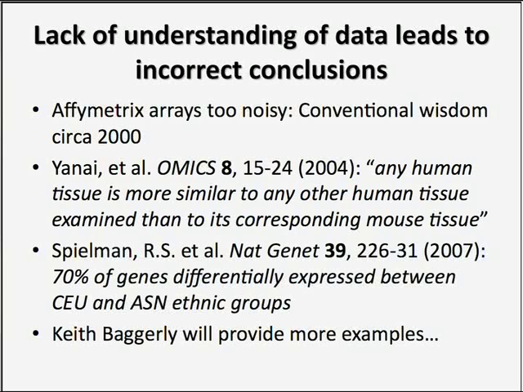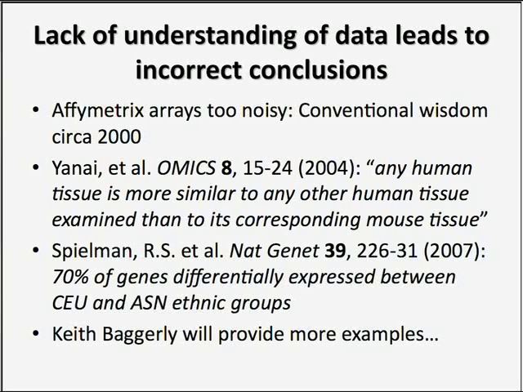The 3 examples I'm going to talk about: the first one is not a paper. This was just conventional wisdom at the beginning of the 21st century, that Affymetrix arrays were too noisy, and a lot of people were making their own because they didn't want to use these arrays. When I say noisy, I mean there's a lot of variability when there shouldn't be. I'm going to show you that this is actually not because of the technology, but because of the way the data was analyzed.